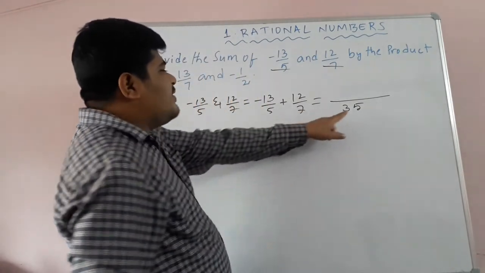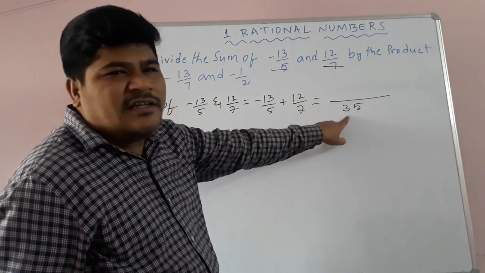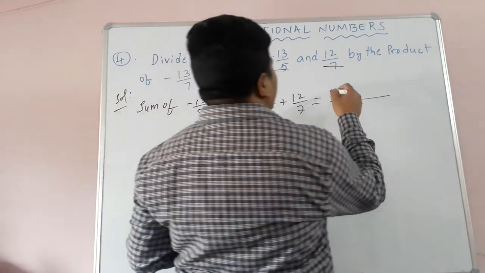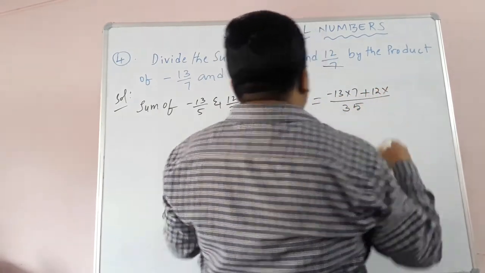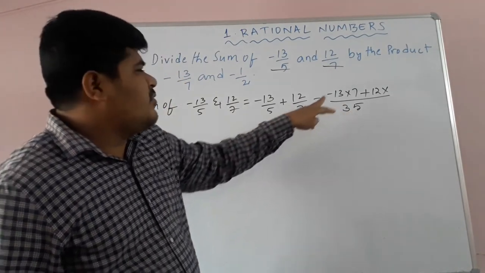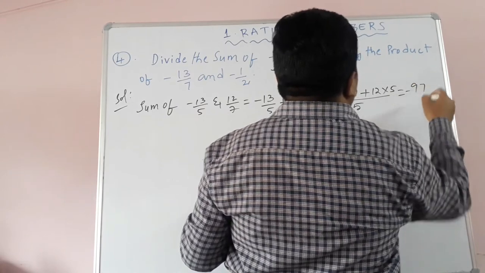First we need to divide this LCM by the denominator of the first fraction. 5 7s are 35, so 7 is the quotient. That's 7 into the numerator, minus 13 into 7, and plus 12 into 5, since 35 divided by 7 is 5. So 12 into 5. What is 13 7s? 13 7s are 91.